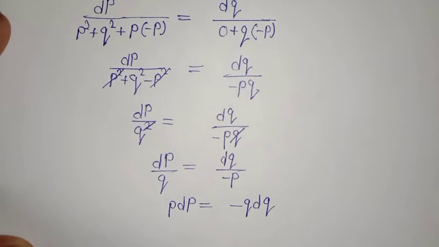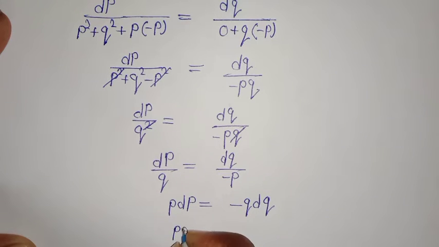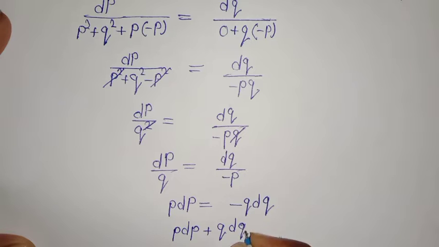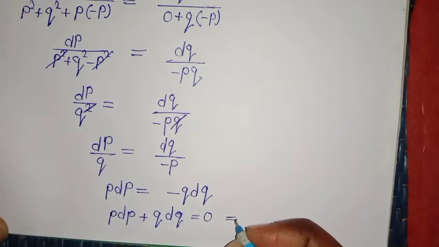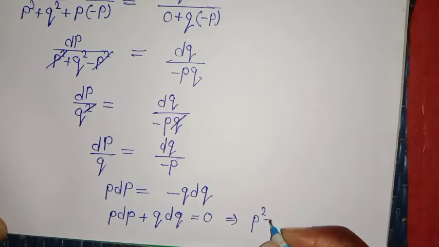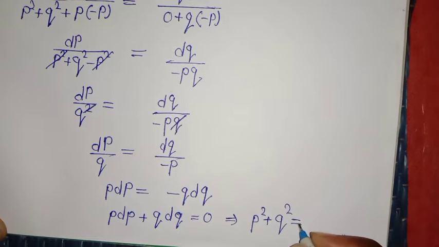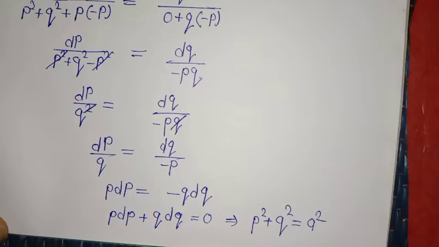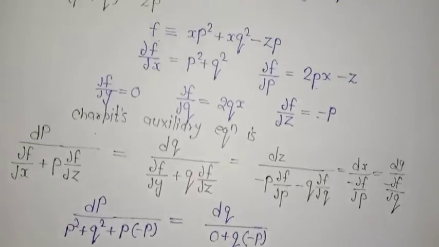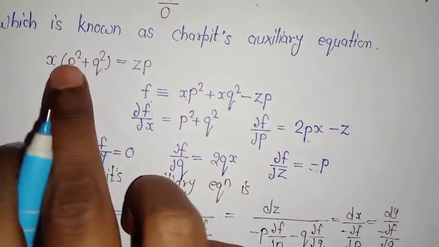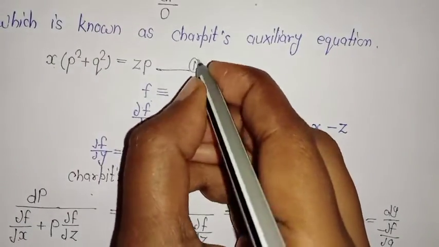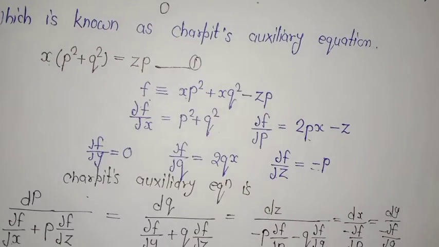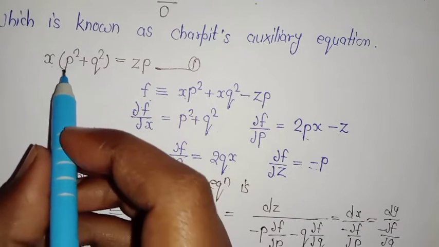Or if we take it at one side, then this becomes p dp plus q dq is equal to 0. Or after solving, we can also write it as p square plus q square is equal to a square. Now we got the value of p square plus q square, so we use equation number 1. Since we have p square plus q square in equation number 1, we can put a new constant, that is a square, in place of p square plus q square.